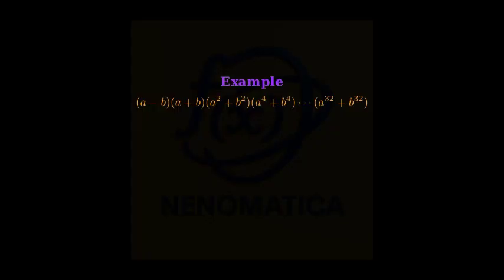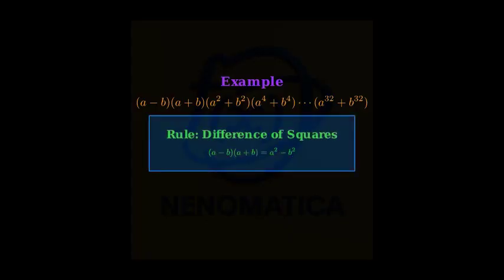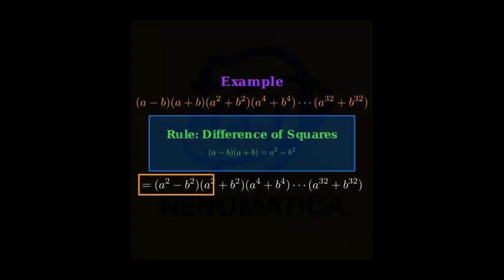Let's apply our first step of the algorithm. We can use the difference of squares formula, which states that a squared minus b squared equals a minus b times a plus b. Looking at our expression, we can see that the first two terms, a minus b and a plus b, can be combined using this formula. When we multiply these first two terms, we get a squared minus b squared.